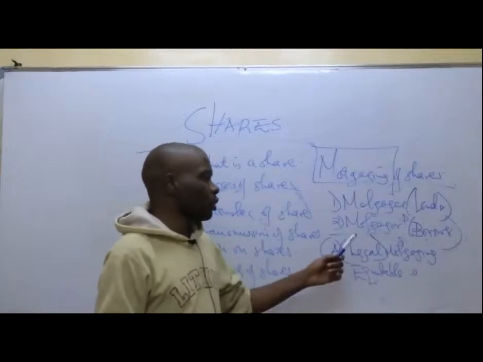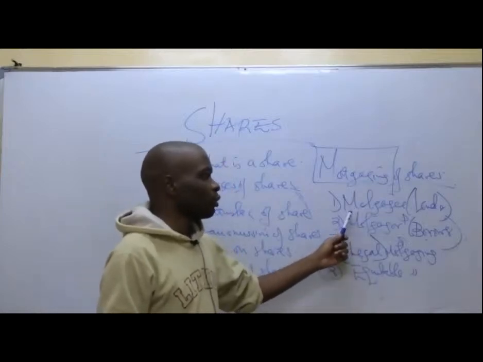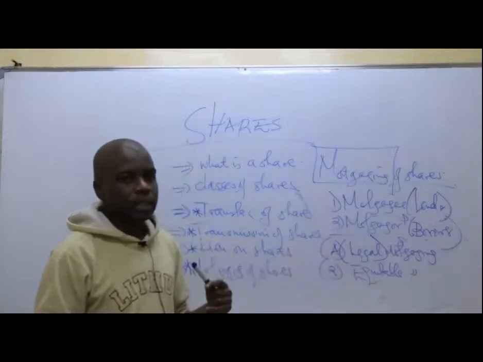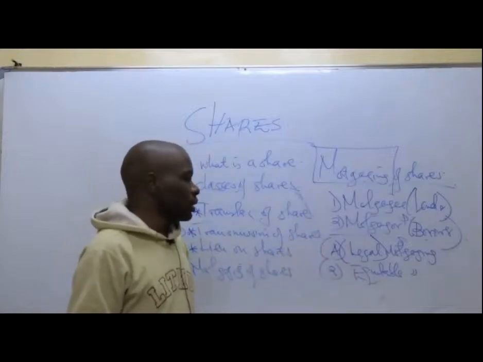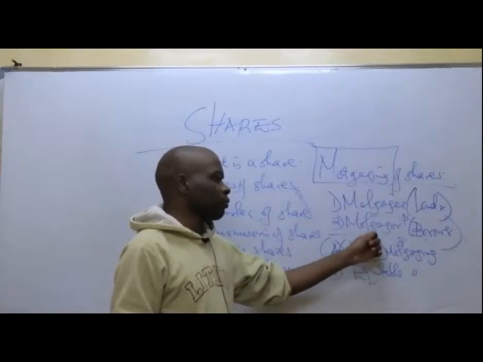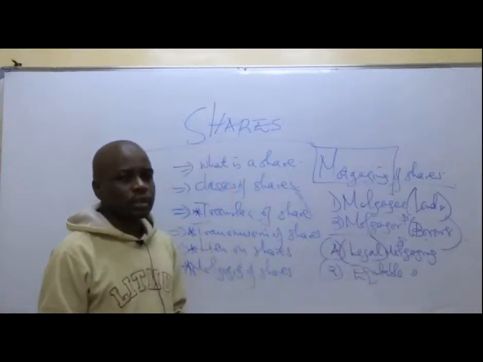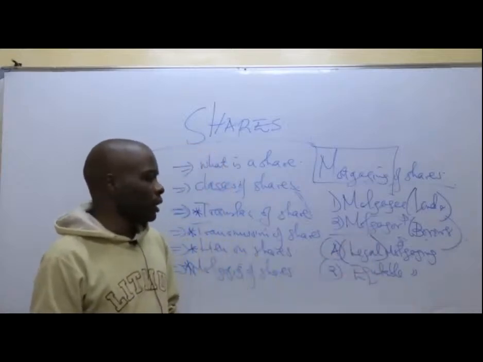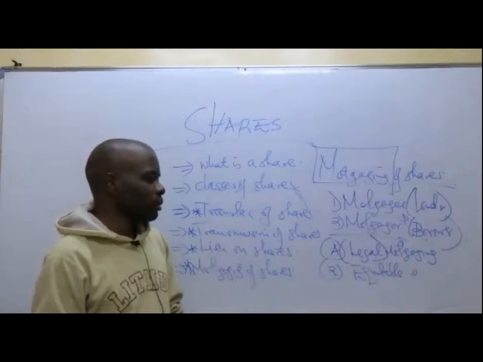There's the legal mortgagor and the legal mortgagee. The legal mortgagee will transfer the shares into his or her name until this particular borrower is able to pay off the loan. That's when the shares will revert back to the original borrower of this particular amount from the lender.